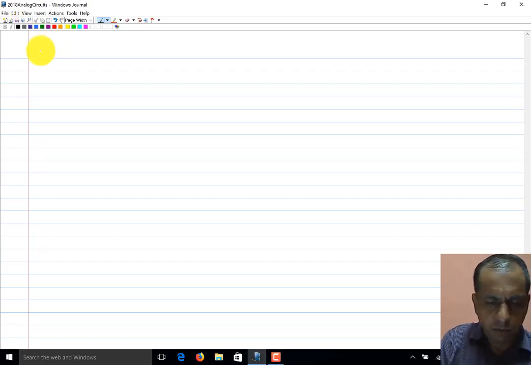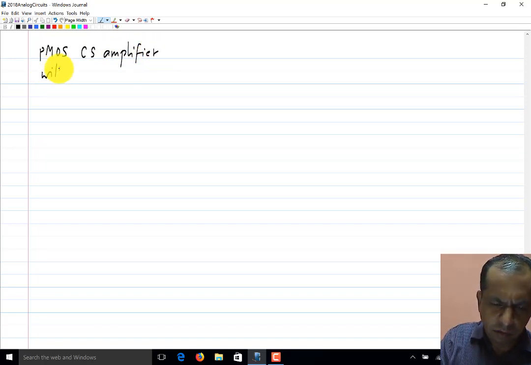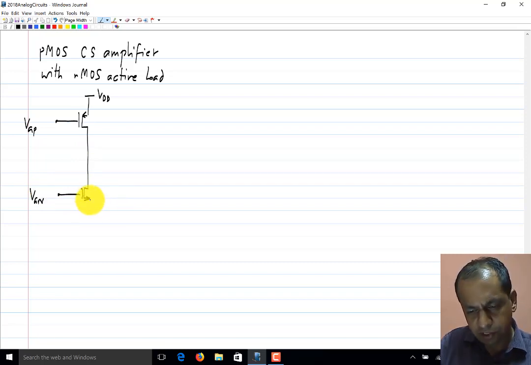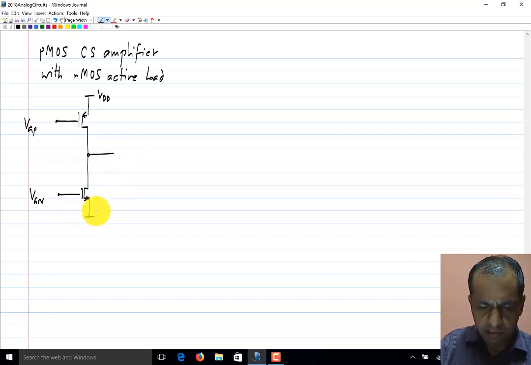The circuit that we looked at was a PMOS common source amplifier with NMOS active load. So we have the PMOS transistor whose gate is biased at some VGP, and an NMOS transistor whose gate is biased at VGN. The output is taken here. So this is the load and this is the amplifier.